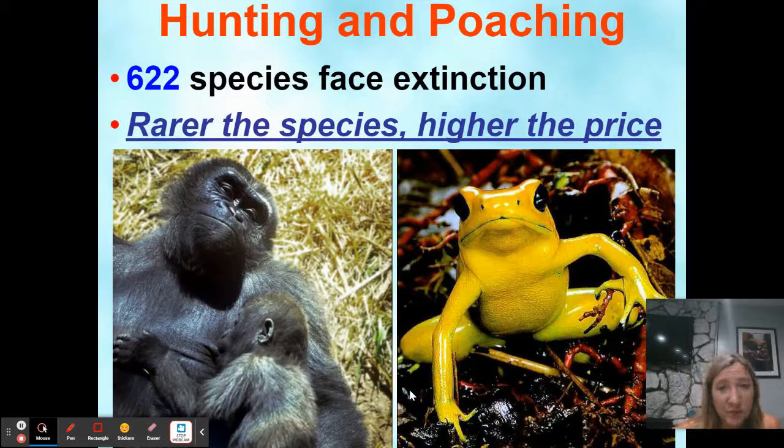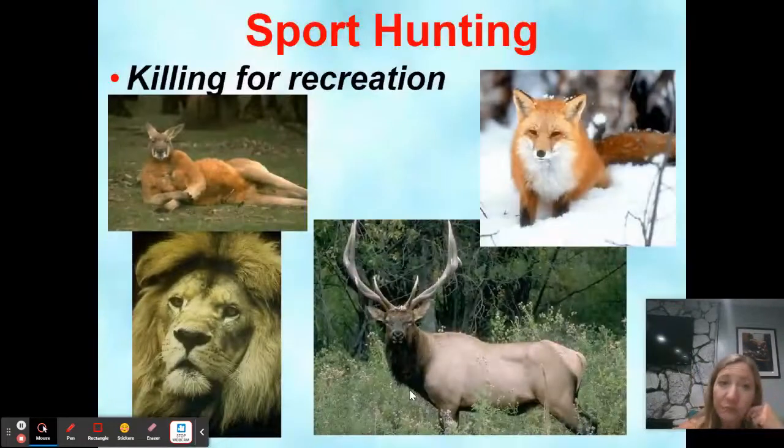So again, lots of species. I do have some graphic photos in this next section, so just a heads up. 622 species face extinction because of hunting and poaching. And the problem is that the rarer the species, the higher the price, right? As something becomes more and more limited, it becomes more desirable. The price goes up and it makes people want to hunt for them.